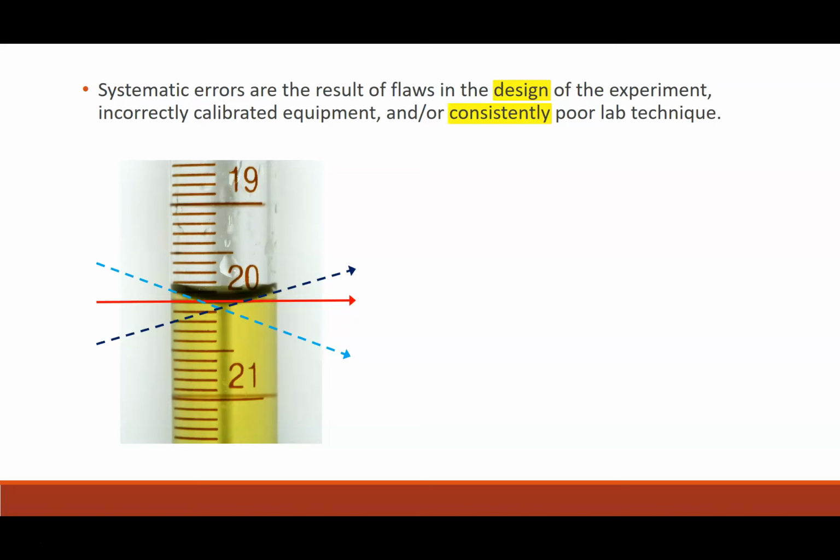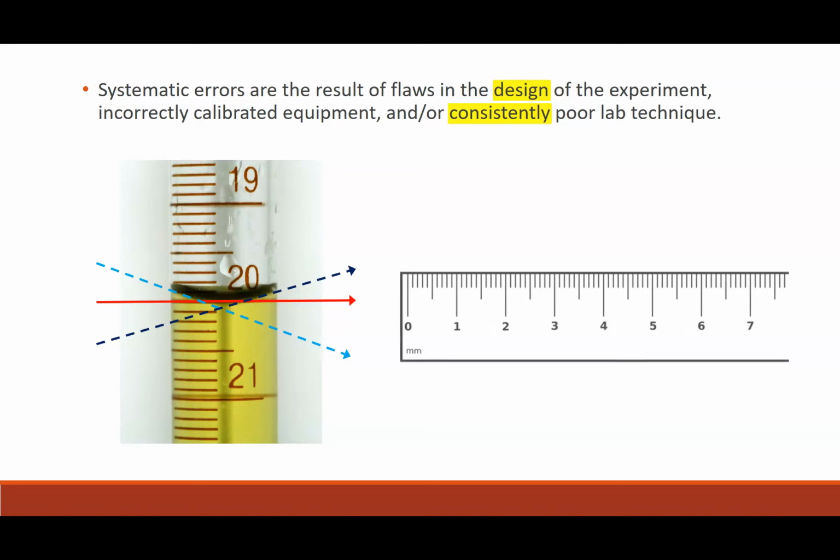Another example is not lining up the substance you're measuring the length of with the zero on a ruler. Here, we see that the recorded measurement would be 4.50 centimeters. But if we lined up the end of this strip of metal with the zero, we see that the recorded measurement should have been 4.65 centimeters. So consistently not lining up with the zero will cause a systematic error in which the measured value is always too small.